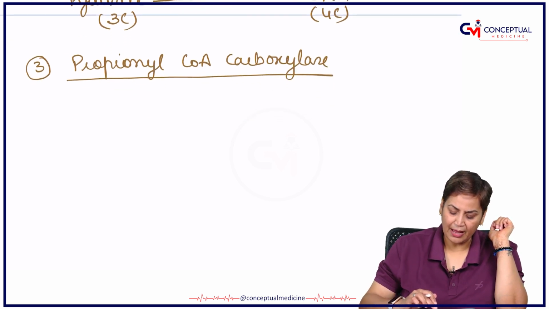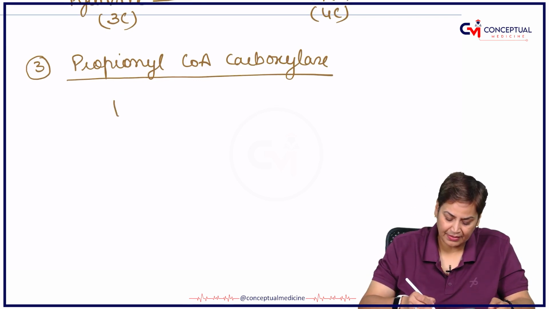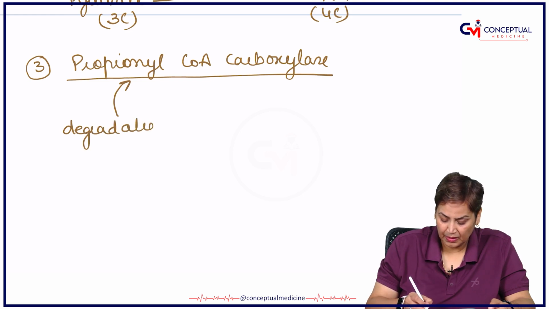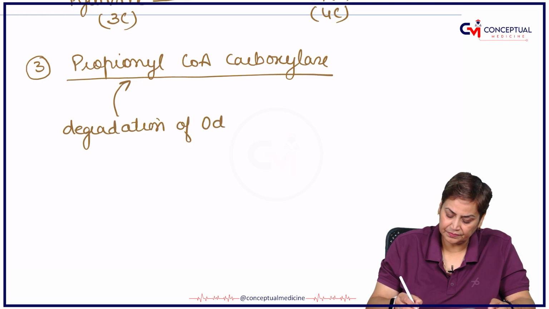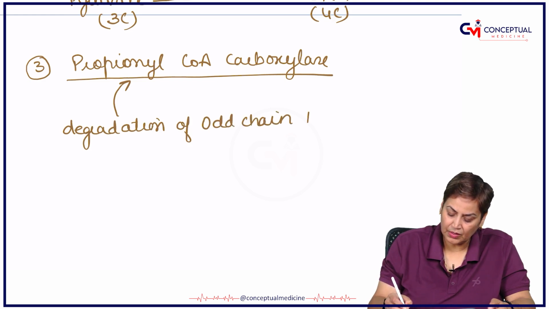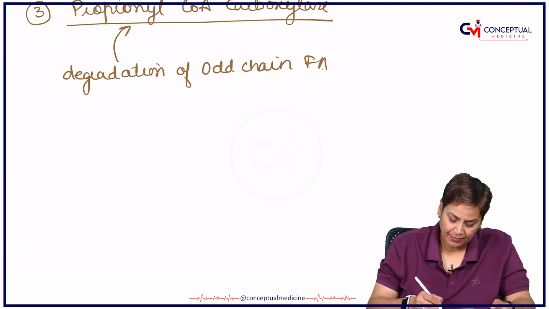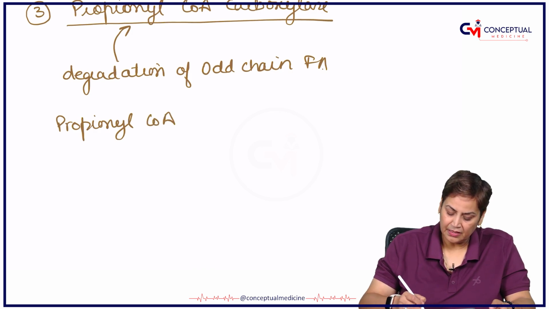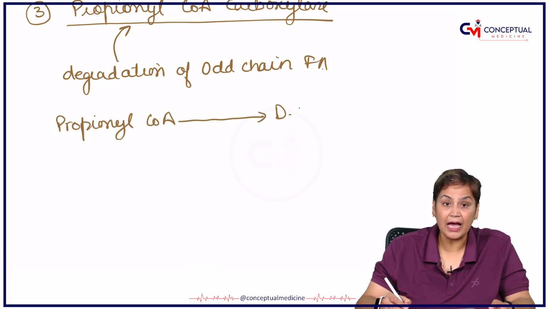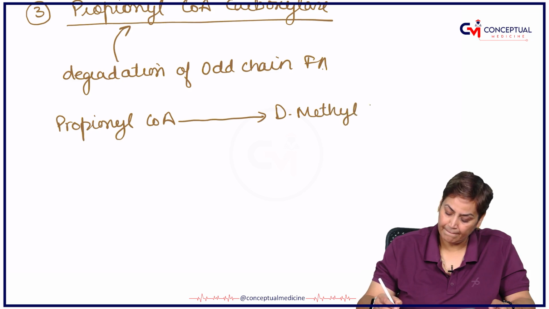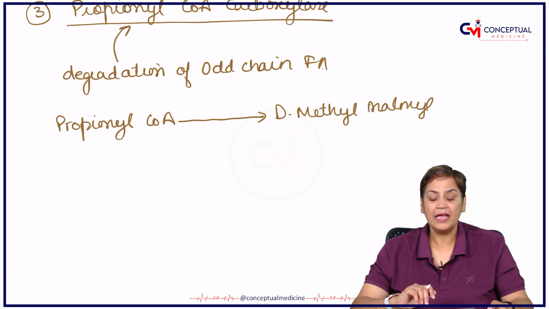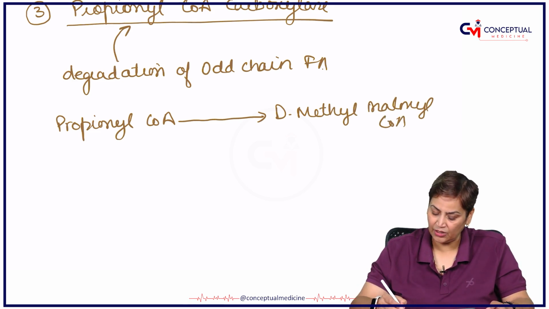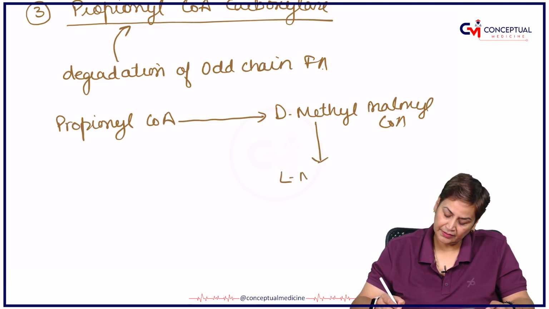Right? So here what happens is, this is propionyl-coenzyme A which is coming from the degradation of odd chain fatty acids. So if we talk about the reaction here, simply you can say this propionyl-coenzyme A will form D-methylmalonyl-CoA. Very important, and we can say that this D-methylmalonyl-CoA will be converted into L-methylmalonyl-CoA.